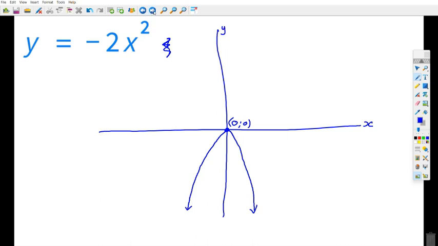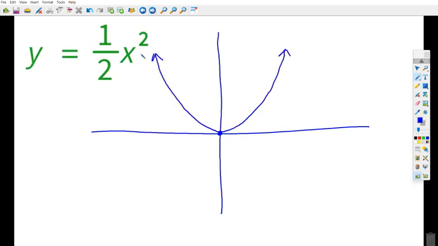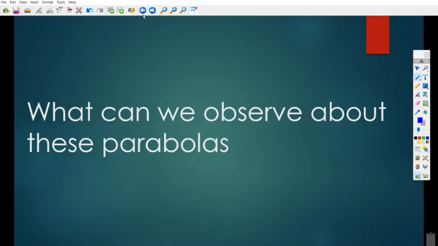Okay, cutting my x-axis once. And if I look at this one, I'm not adding anything here. So that means my turning point is going to be at 0, 0. And I'm cutting my x-axis once. So that's what we can observe about those parabolas.